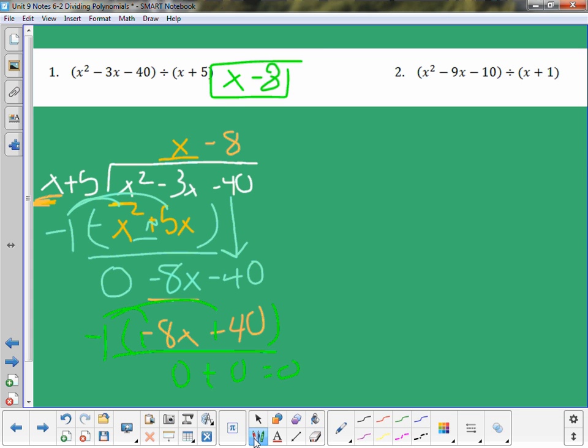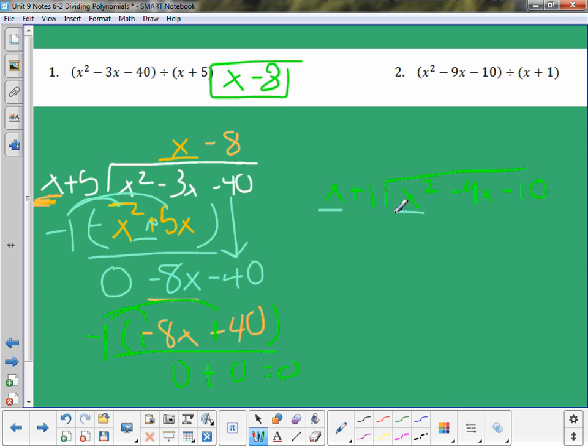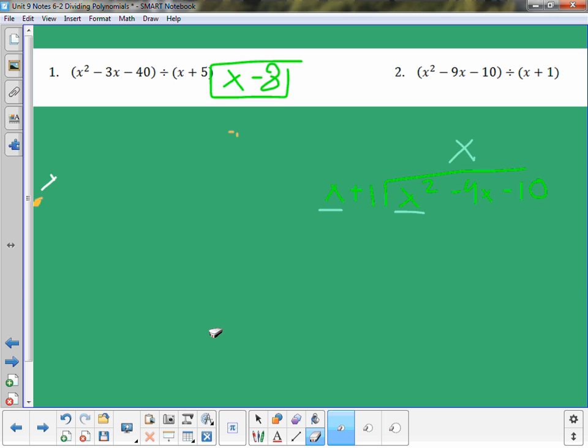Next, let's take a look at number 2. We set it up: x plus 1 on the outside, and underneath the box is x squared minus 9x minus 10. The first thing you want to do is ask yourself what you need to multiply x by to get x squared. How can I get x squared from x? I need to multiply by x. I'm going to get rid of some of this work so I have more space.